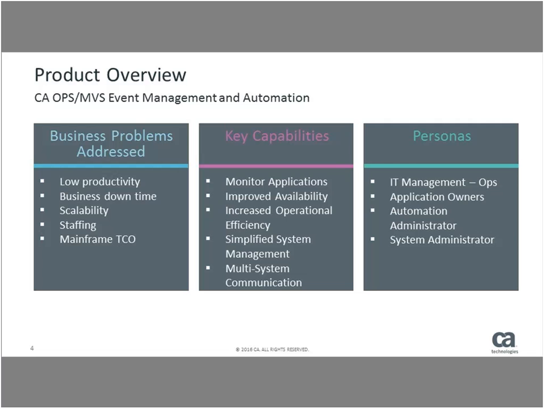All right. So this is the product overview slide for OPS. It goes through the business problems where you're trying to prevent business downtime, scalability, staffing issues, low productivity on your mainframe, and how OPS will address those issues for you through its key capabilities of monitoring, improving availability, increased operational efficiency, System State Manager, multi-system communications, and then the personas that we are going after. So this is kind of our guiding principles on what we're doing with OPS and why we do all the functionality that we do, is to address these kind of issues.